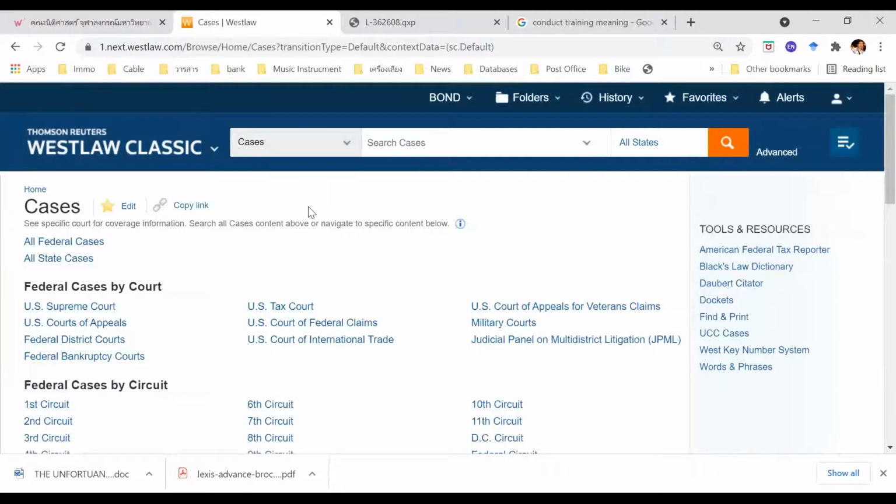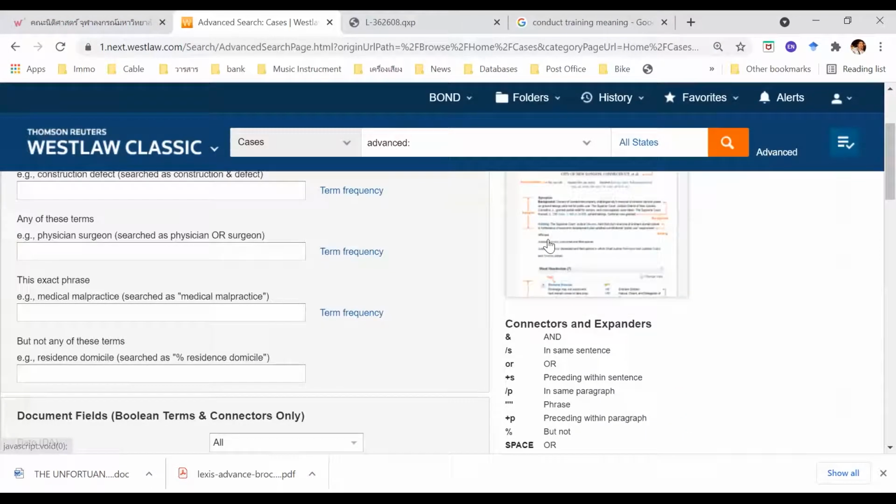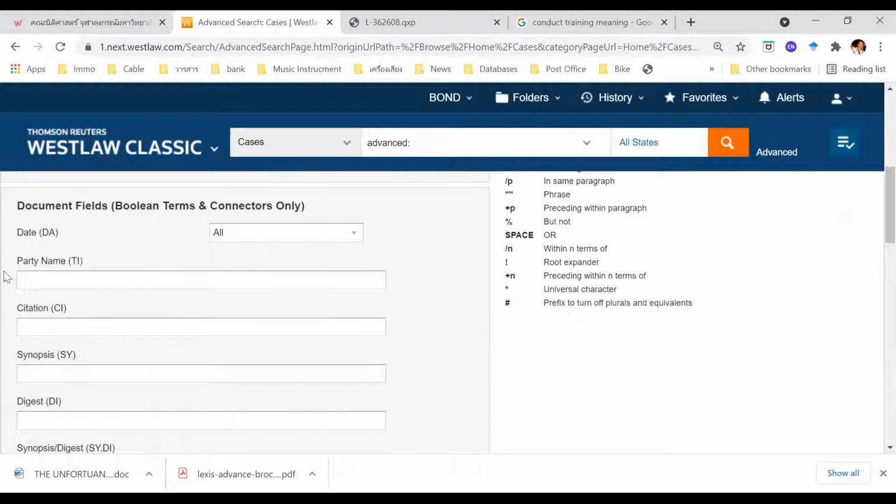So I want to search for the party name. You just use this one, advanced search. You go down, look at the party name, and search for Donald J. Trump, Donald J. Trump, and start searching.